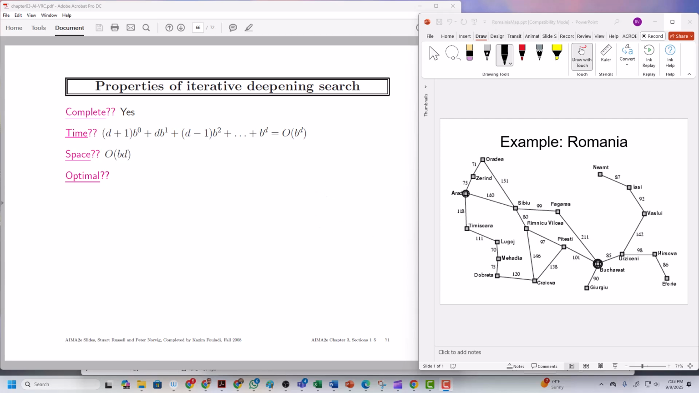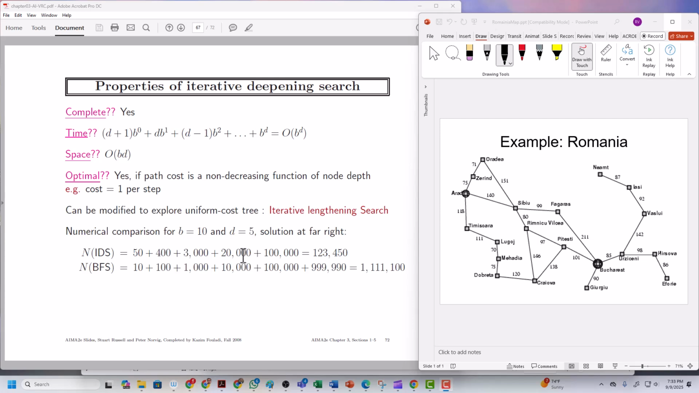But with branching factor b equal to 10 and depth d equal to 5, IDDFS generates 123,450 nodes, whereas BFS can generate a lot more nodes. So the overhead is small relative to the total number of nodes.